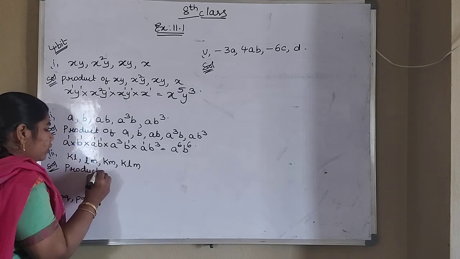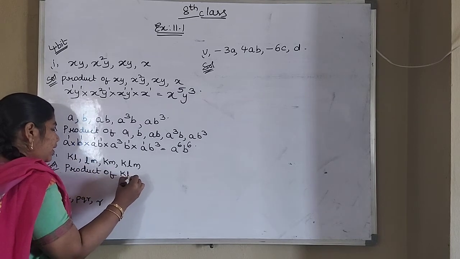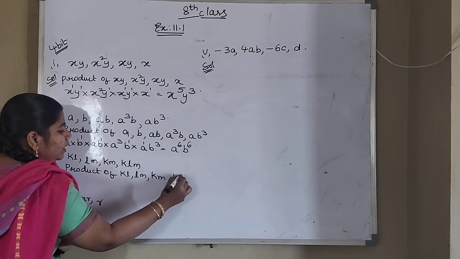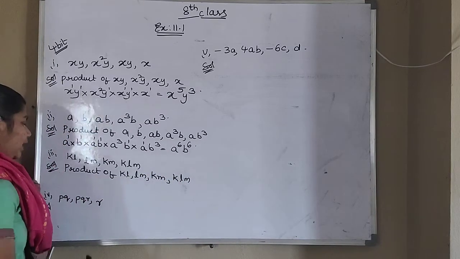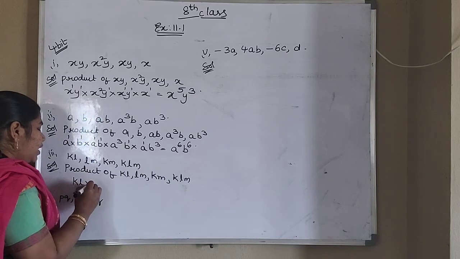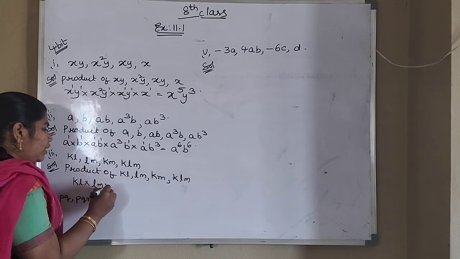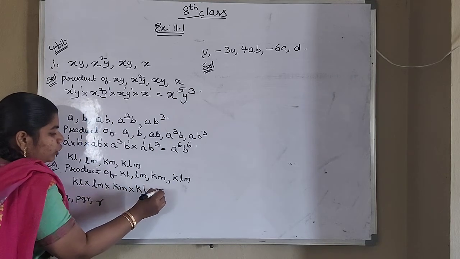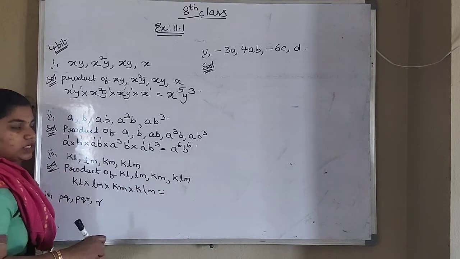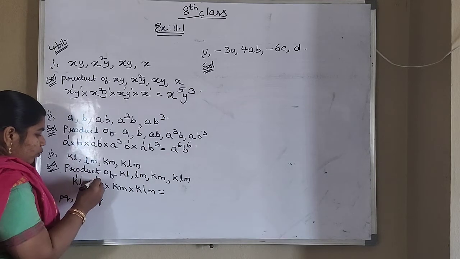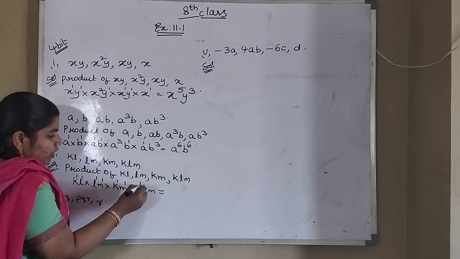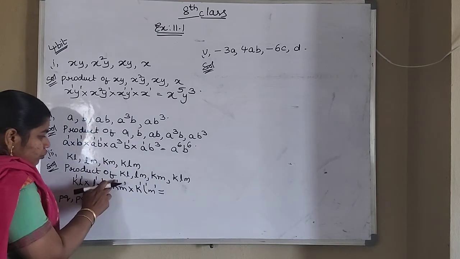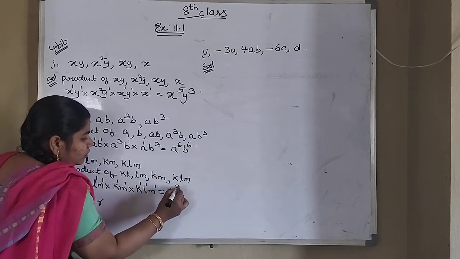Next, product of KL, LM, KM, KLM. Multiplication symbol: you keep KL into LM into KM into KLM. You are not seeing any power, that means it is equal to 1. So how many K's are there? 1, 2, 3. So K power 3.